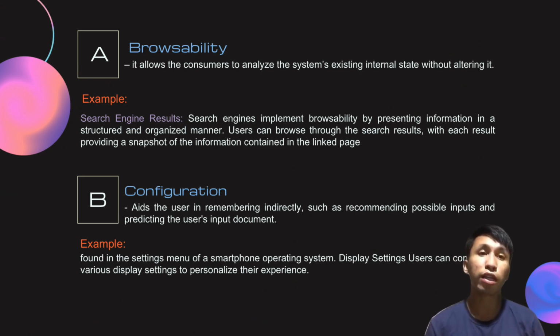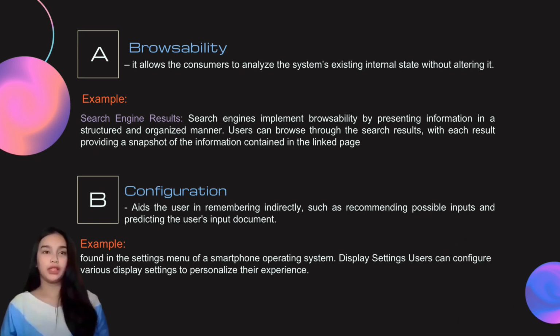So, one of the examples of browsability is the search engine results. Search engines implement browsability by presenting information in a structured and organized manner. Users can browse through the search results, with each result providing a snapshot of the information contained in the linked page. Configuration aids the user in remembering indirectly, such as recommending possible inputs and predicting the user's input.